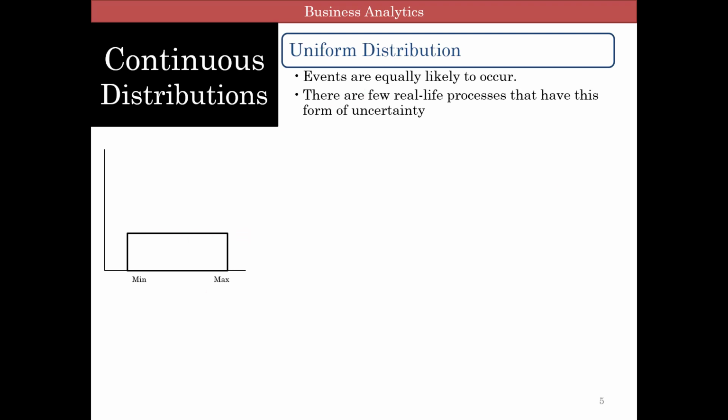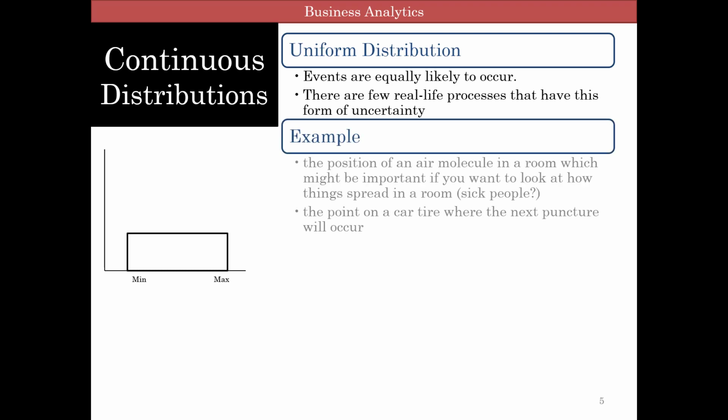Now, there are very few real life processes that have this form of uncertainty. An example could be the position of an air molecule in a room, which might be important if you want to look at how things spread in a room. COVID-19, how does it spread? Now we might want to look at this uniform distribution here. The point on a car tire where the next puncture will occur. Now, if you're using this car and it's equally getting worn out in all directions, this might be something to look at.